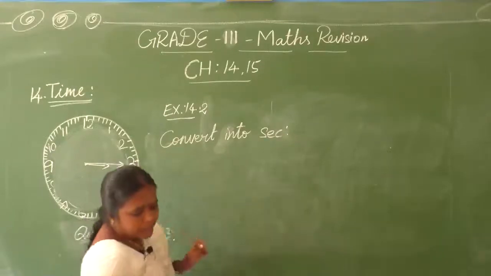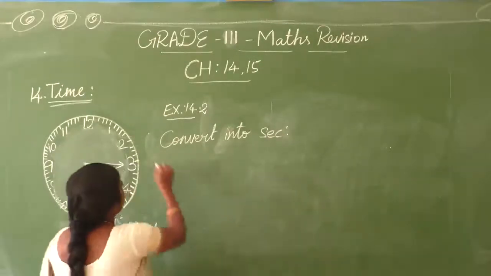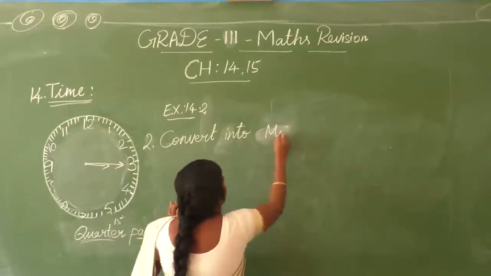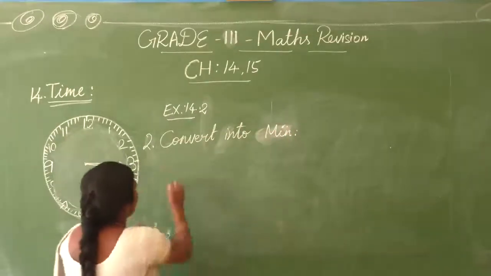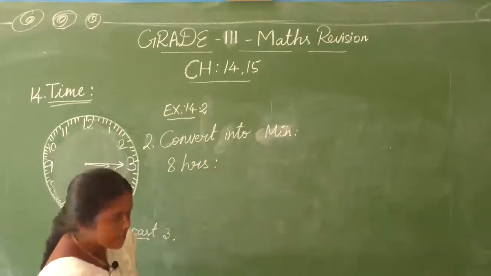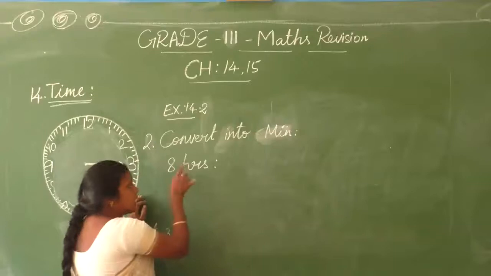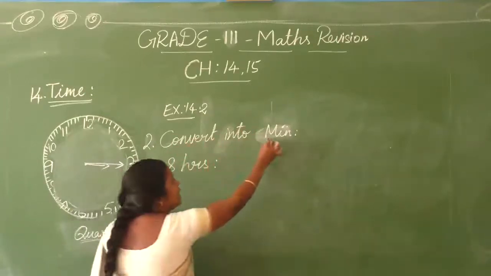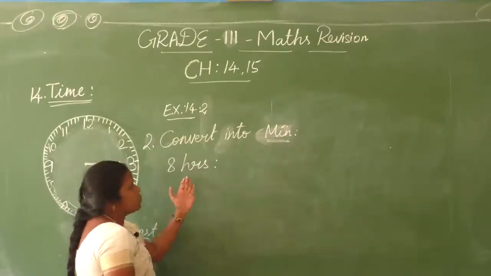See, second one, convert into minute. That means the question is in hours. 8 hours. Shortly, 8 hours equal to dash minutes. This is the question. The question is in hours. You have to change those hours into minutes. So, how do you go? How do you change from this unit to that?